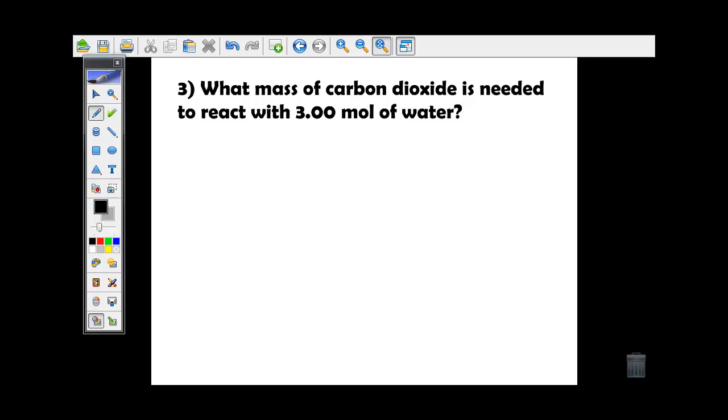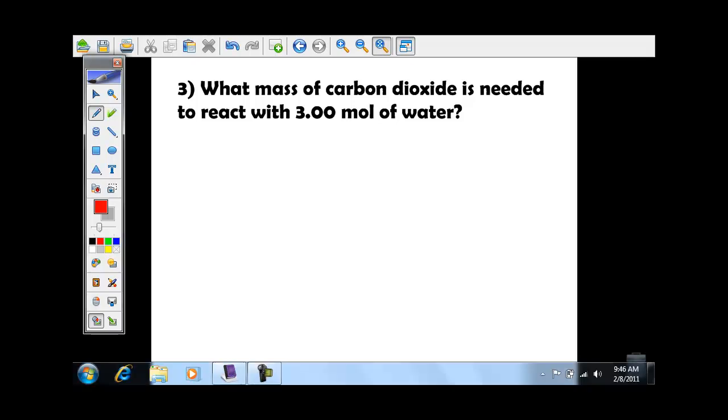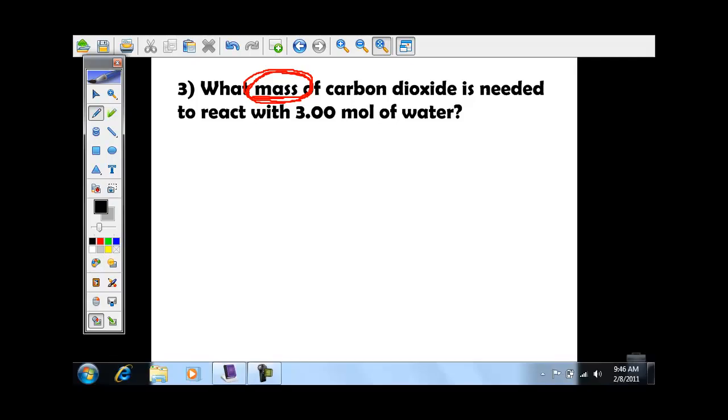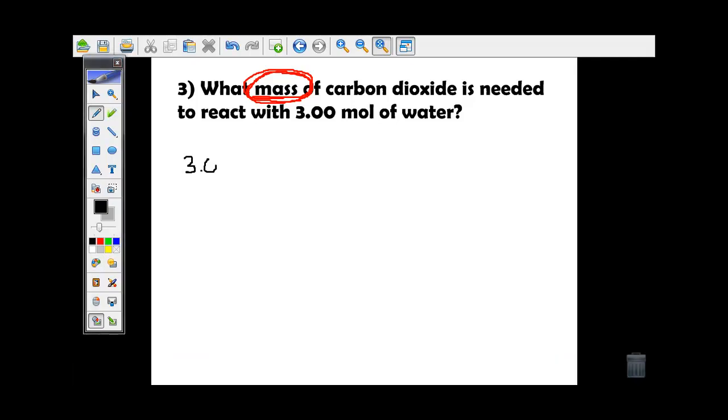All right. Number 3. Now this one's different. I want to point out that this one is different right away because we're not asking for moles. We're asking for mass of carbon dioxide. So that's going to be something different. So let's write down what we're given. We're given 3 moles of water. And we're going to draw a bracket. Now this one's going to be 2 brackets. I want to go ahead and give that away now.